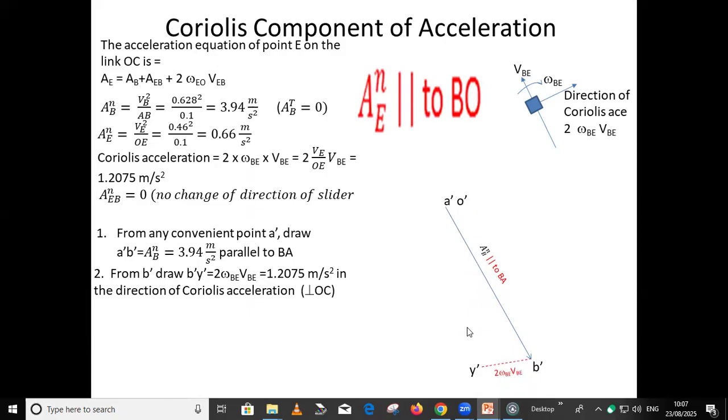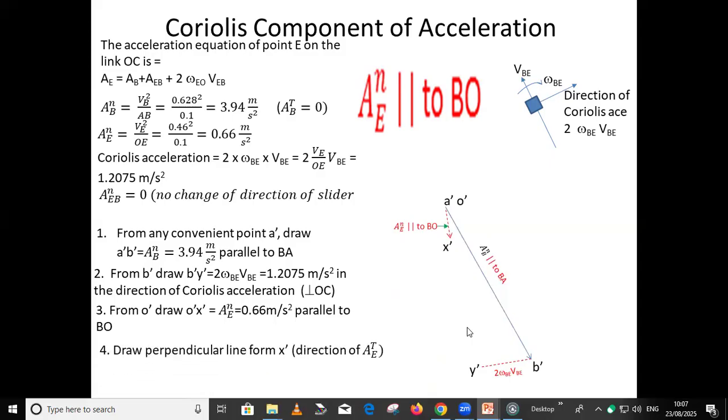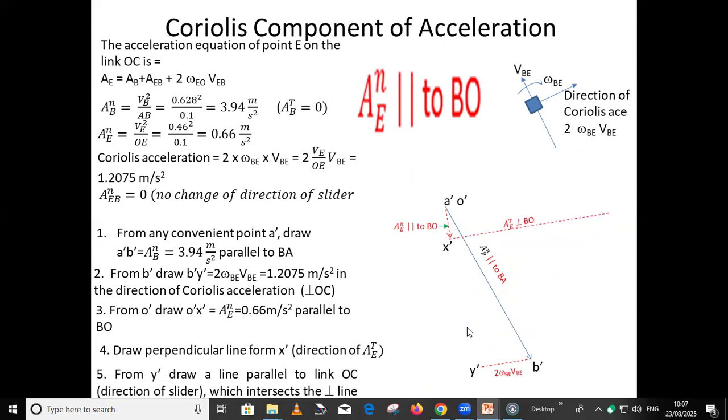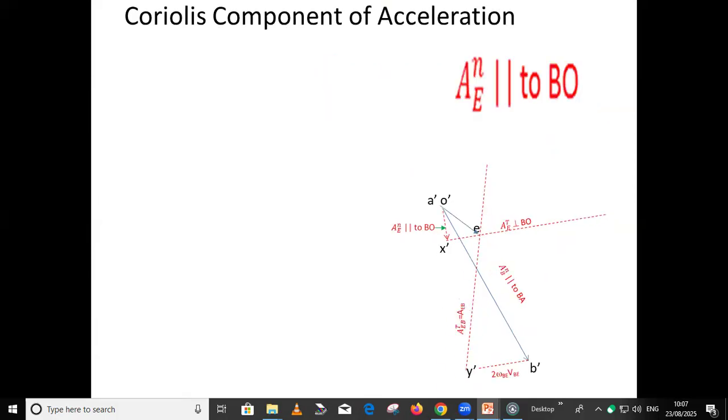Then next, b dash to y dash will be perpendicular to the OC part. Then again, the normal component you need to draw parallel to BO. After that, we have to draw the tangential component for that BO part. And then from y dash we have to draw a parallel line to OC that will intersect the perpendicular line. The intersection of the perpendicular line of BO and the perpendicular line of EB will define the orientation of E. So just connect the E part and the O dash part.